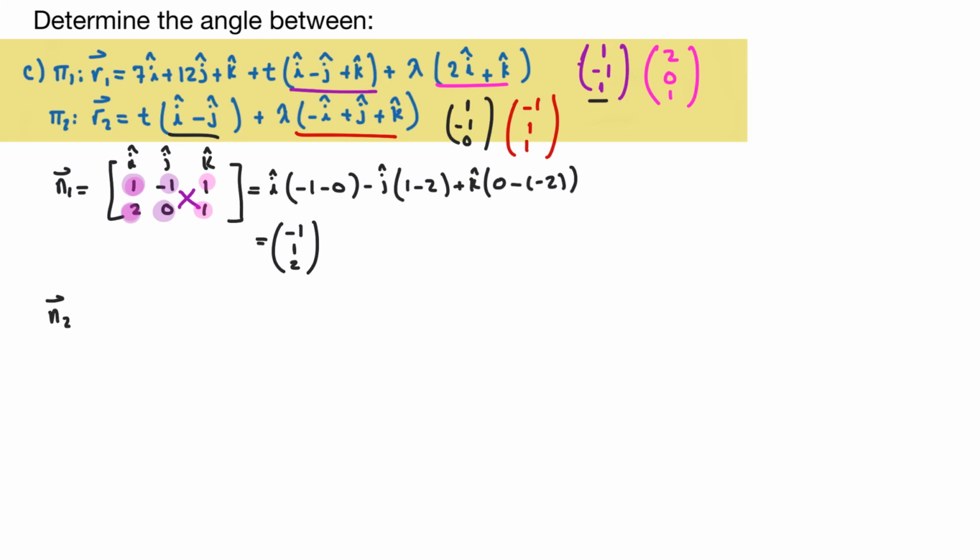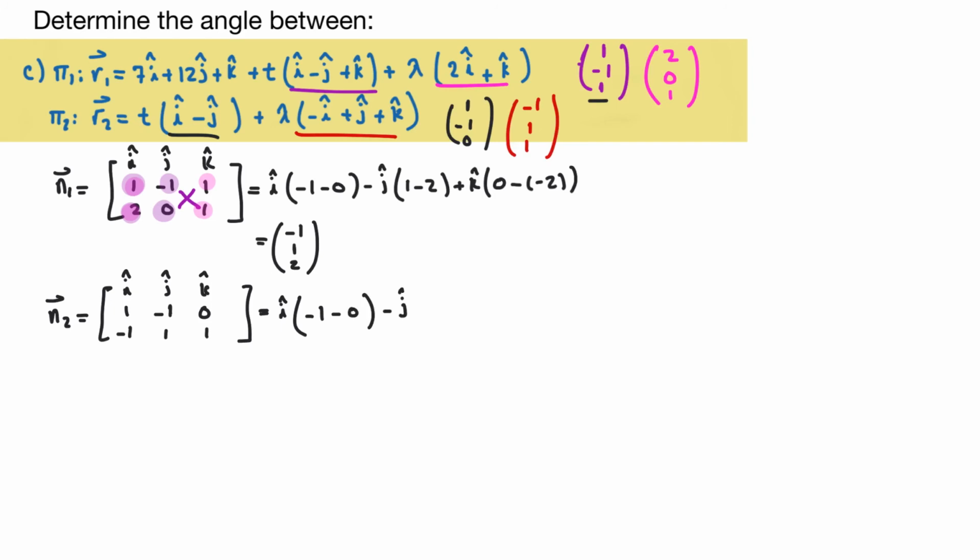We're going to have n2 is equal to the cross product of those two vectors, so i, j, and k. And for the first vector, we got 1, negative 1, and 0 as the components. And for the second one, we got negative 1, 1, and 1. I'll do this one a little bit faster. For the x component, I'm going to multiply negative 1 times 1, which is negative 1, subtracted by 1 minus 0, which is 0.